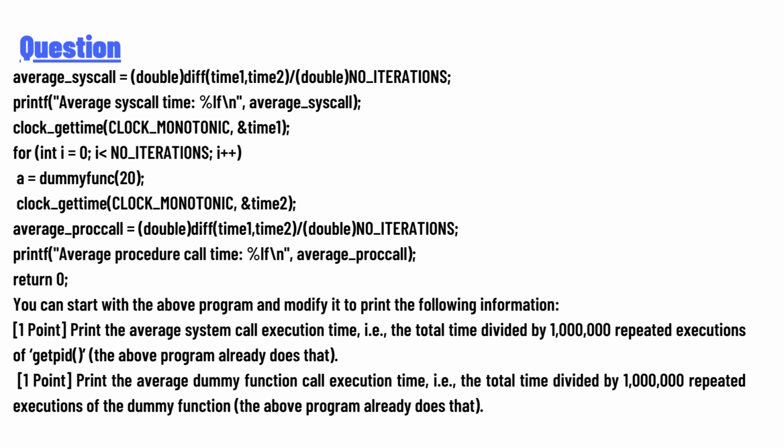You can start with the above program and modify it to print the following information. One point: print the average system call execution time, i.e. the total time divided by 1000000 repeated executions of getpid. The above program already does that. One point: print the average dummy function call execution time, the total time divided by 1000000 repeated executions of the dummy function. The above program already does that.